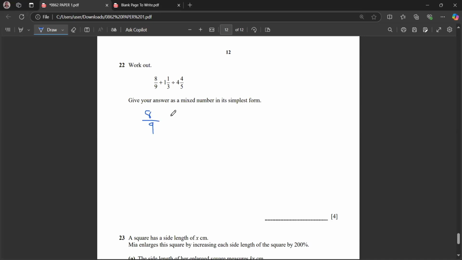So 8 over 9 plus 1 1 over 3 divided by 4 4 over 5. When you convert 1 1 over 3 into an improper fraction, you get 3 times 1, 3, plus 1, that is 4 over 3. And 4 4 over 5 means 5 times 4, 20, plus 4. So 24 divided by 5.